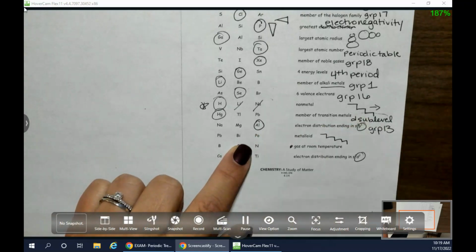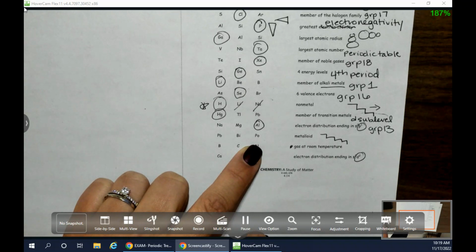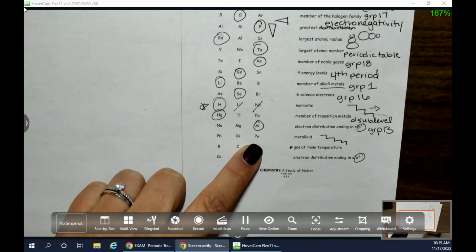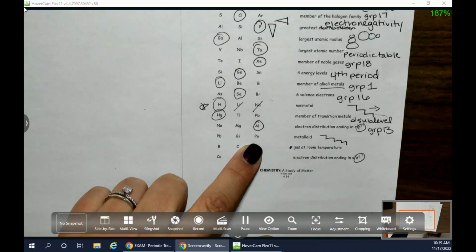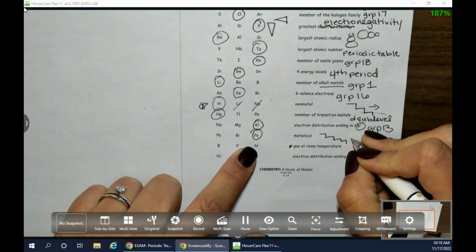So aluminum is correct. All right, a metalloid is everything that's touching the little stair step case. So when you looked at lead, bismuth, and polonium, what is the only one that's actually touching the staircase? Polonium. Okay, meaning it was like right here.